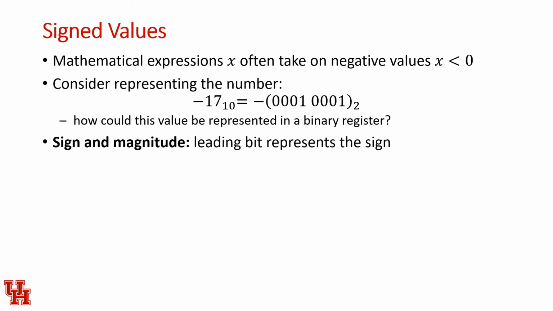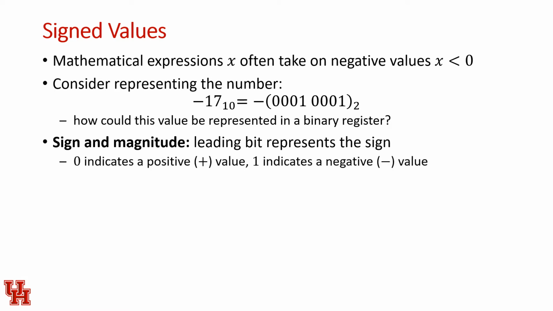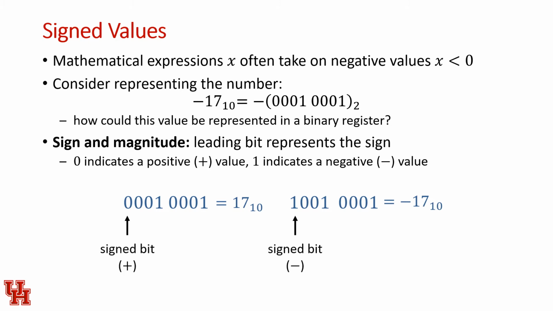The easiest way to do this is with the sign and magnitude format, which uses one of the available bits, known as a sign bit, to store the sign of the value. The most common representation uses a 0 to represent a positive value and a 1 to represent a negative value. So there are two possible binary representations for a number with a magnitude of 17. The binary representation for a positive 17 has a leading 0, and negative 17 has a leading 1.